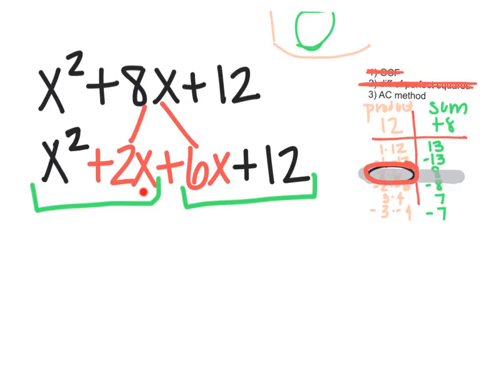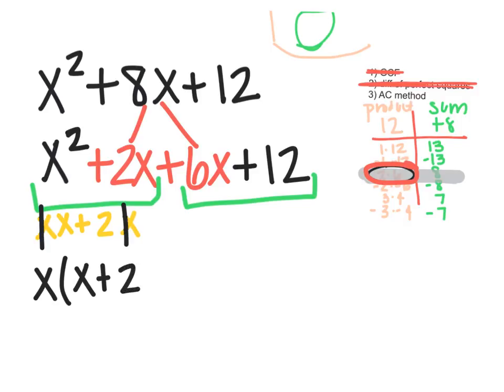So I have x squared plus 2x. Well, they both have an x in there, and if you need to, you're always welcome to write this out as x squared plus 2x. Notice they both have an x, so I'm going to take that x out, and I am left with x plus 2.